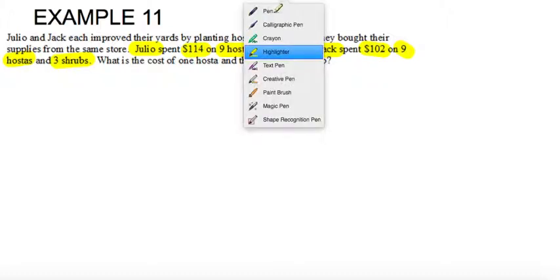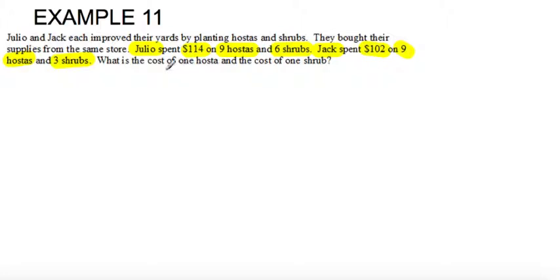So we can even underline cost of 1 hosta and the cost of 1 shrub. So my variables here: we're trying to find the cost of 1 hosta, so we'll call that H, and then we're trying to find the cost of 1 shrub, and we're calling that S.